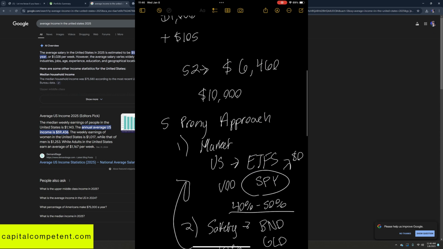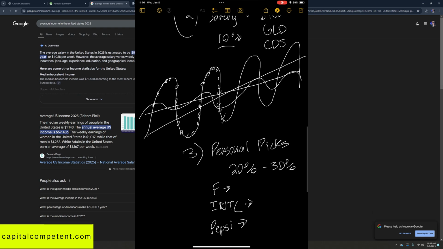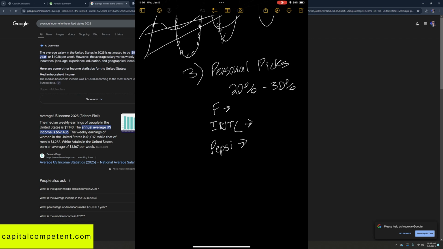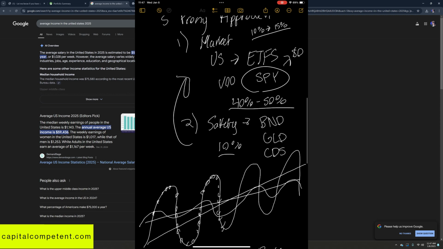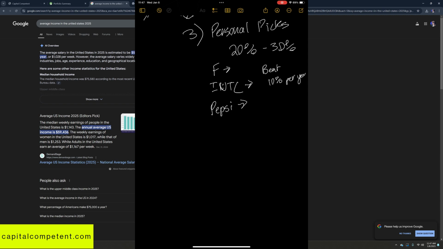If we scroll up here, the SPY, this right here is going to get you 10% a year on average. And then if we do the call strategy on top, it's going to be 15%. So when we're looking at our personal picks, you have to be confident that they are going to beat 10% per year. Because if they don't, you should have just put this 20% into the SPY, right? So these are companies that you believe in that you think are going to go up and up and up and essentially beat the market.